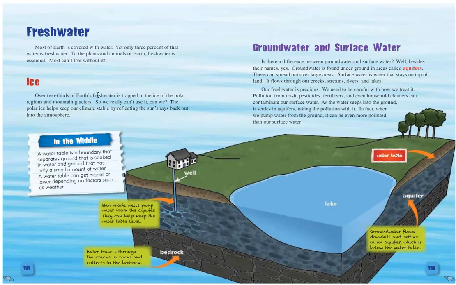Ice. Over 2/3 of Earth's fresh water is trapped in the ice of the polar regions and mountain glaciers. So we really can't use it, can we? The polar ice helps keep our climate stable by reflecting the sun's rays back out into the atmosphere.